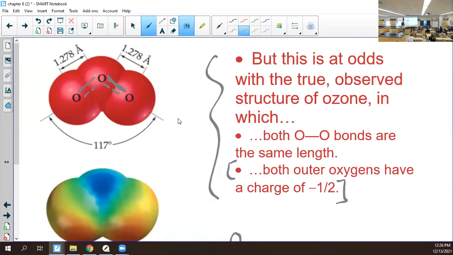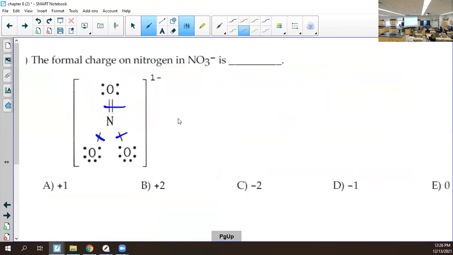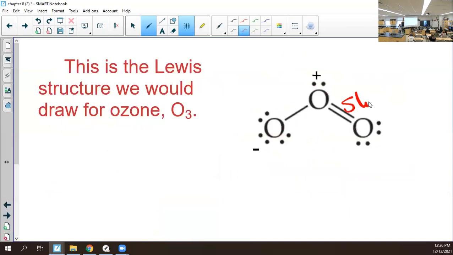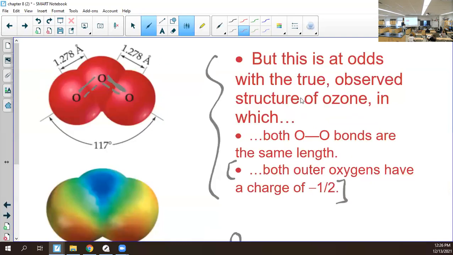So this is at odds with the true observed structure of ozone in which both O to O bonds are the same length. We learned a couple days ago, this one should be short and this one would be long, right? Because a double bond is shorter than a single bond, remember that? So when you look at it, you should see short and long, but when they look at it, they see that they're the same. Both of them have like 1.5. At any given time, they're going to have both on one side or the other, but they're constantly moving. So there's no defined thing, they call it a continuum. So, it's all right, keep going.